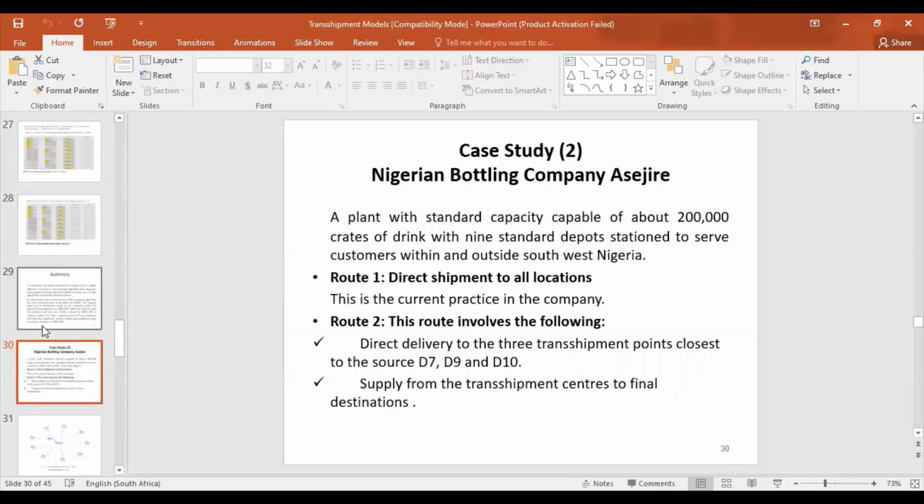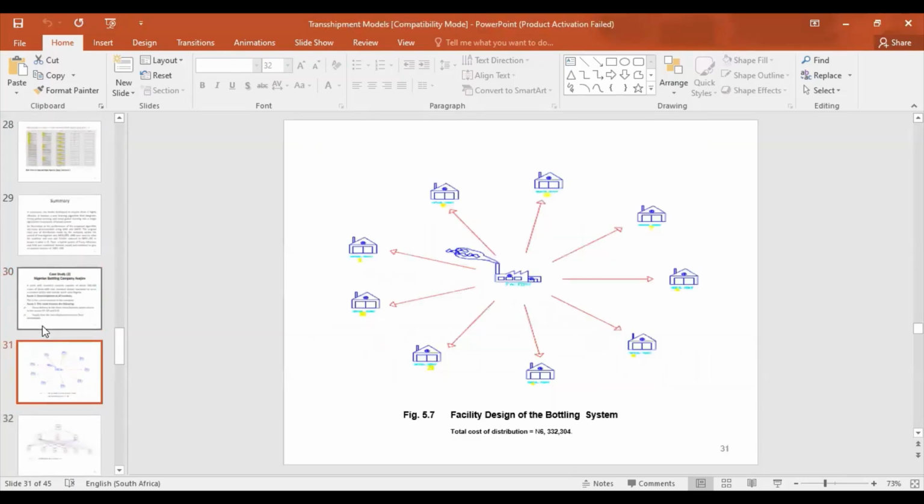So in order to optimize costs, it became necessary to go closer to the system and look at how they make allocation. I'll quickly show you the architecture of the system now. This is the source, the bottling plants, and with multiple destinations. So it's possible to supply product from source to any of the destinations.